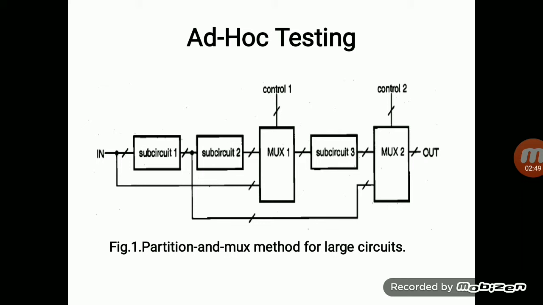First we can go for testing the sub circuits. Suppose control input 2 is 0, it means we can test sub circuit 3. Suppose it is 1, we can collect the outputs from sub circuit 1. Next, control input 1 being 1 means we take the inputs from the inputs and give them to sub circuit 3, and 0 means it will take the outputs from sub circuit 2. Like that we can take the inputs and test. After testing, we can go for output observation. This is the basic idea of the ad hoc testing method.